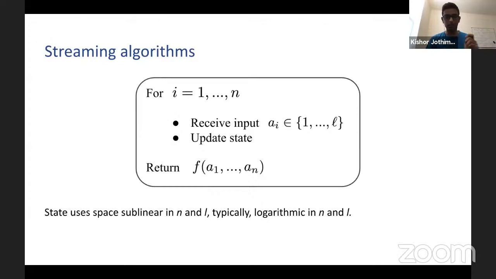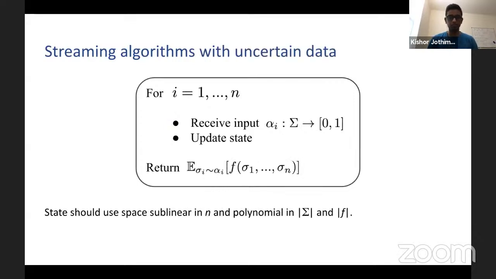In this, and these data points are assumed to come from some set 1 to L. In this work, we model uncertainty in this data: what to do if you only have a probability distribution. So to model that, we assume there's a finite set of labels sigma, and at each time step you receive a distribution alpha I over this set of symbols.